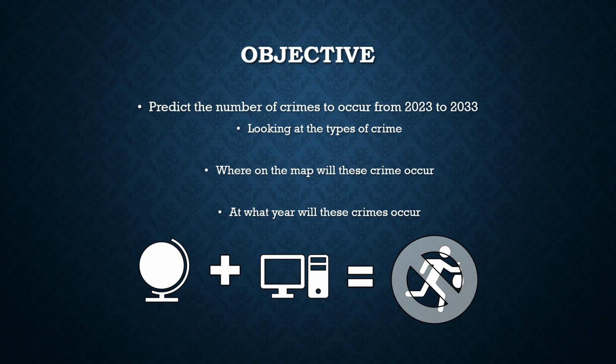The objective of this project was to predict the number of crimes to occur from 2023 to 2033, and in particular, have the predictions break it down even further by looking at the types of crimes that will be occurring, where exactly on the map these crimes will occur, and also in what year these crimes will be occurring.